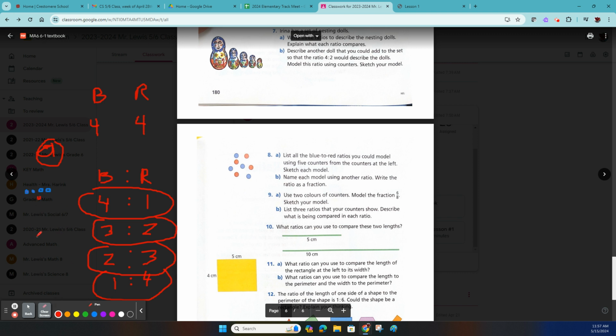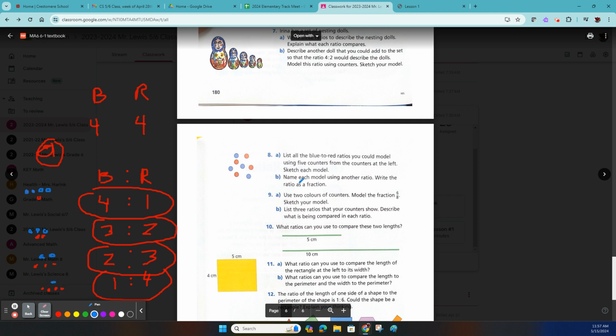Down here on this one, we've got 2 red to 3 blue. Down here, we've got 2 blue to 3 red. And down here, we've got 4 red to 1 blue.